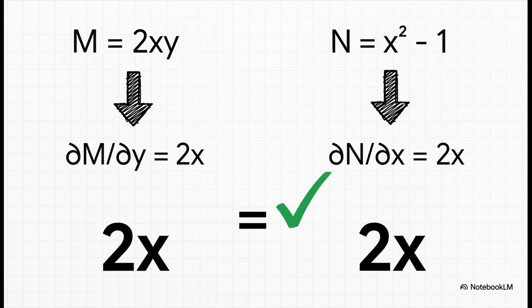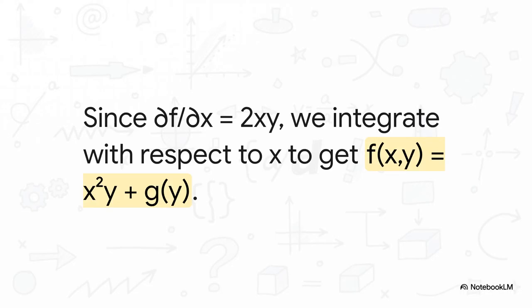Okay, the partial of M with respect to y is 2x. The partial of N with respect to x is also 2x. We've got a match. The equation is confirmed to be exact. We have a green light to proceed. Now for the interrogation. We start from what we know. The partial of f with respect to x has to be M, which is 2xy. So we integrate 2xy with respect to x. That gives us x squared y.